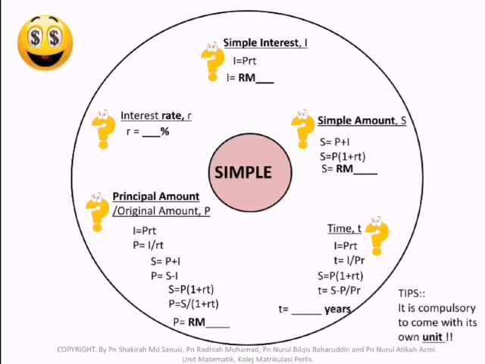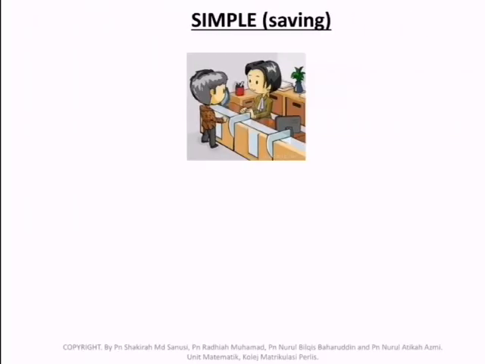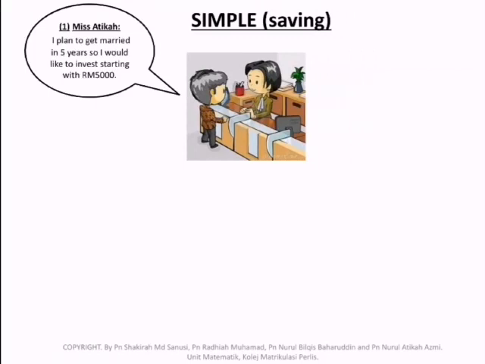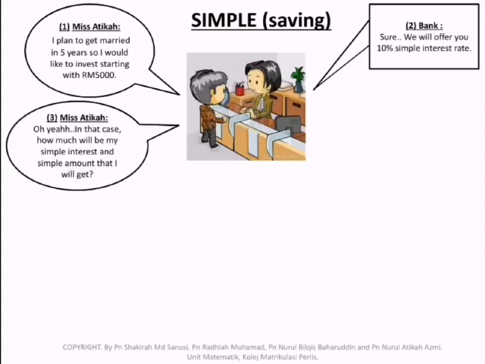Okay, so now let's look at the situation for simple. This is situation for simple saving. Assalamualaikum, sir. Waalaikumsalam. May I help you? Yes, actually, I plan to get married in 5 years. So, I would like to invest starting with 5,000 ringgit, sir. Sure. We will offer you 10% simple interest rate. Oh, in that case, how much will be my simple interest and simple amount that I will get?